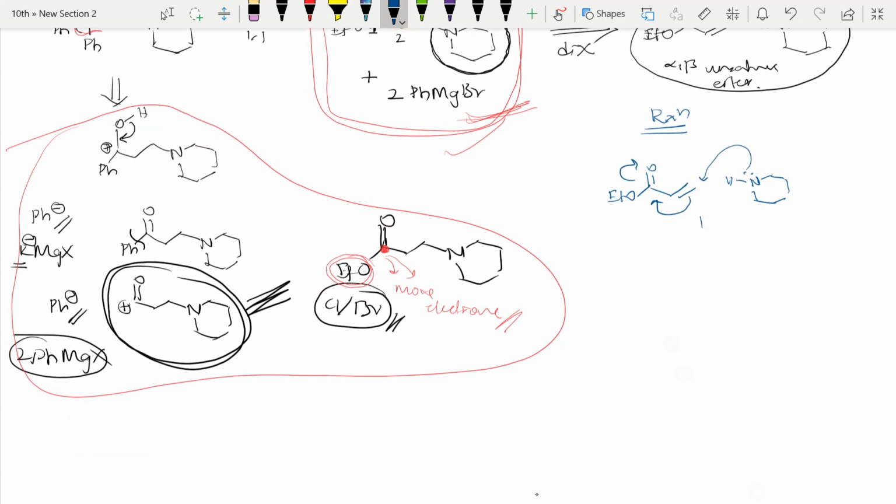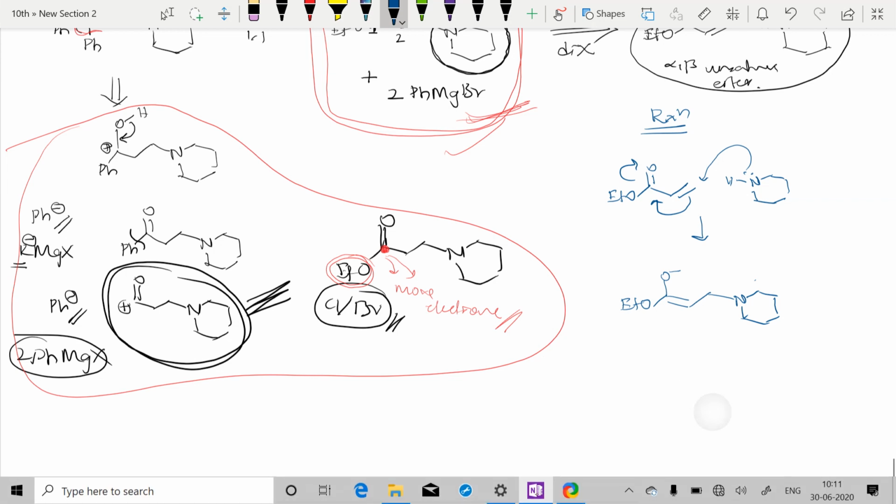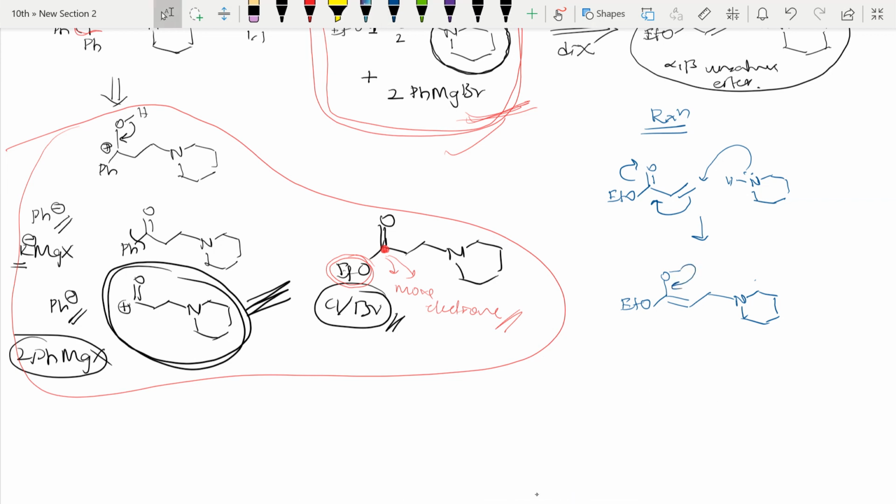Right, so what happens, I'll get this product, EtO O minus, with a double bond from this carbon to this carbon, and nitrogen will be there, and the other things as they are. Let me write them neatly. Here, this electron density comes on carbon, so a negative charge will be there on carbon, and a proton will be there.